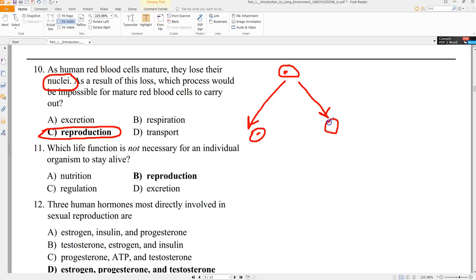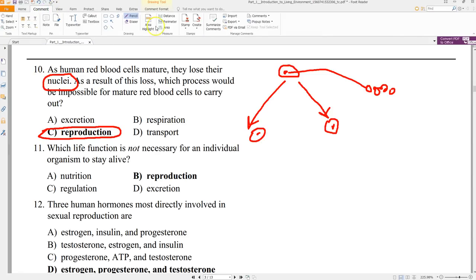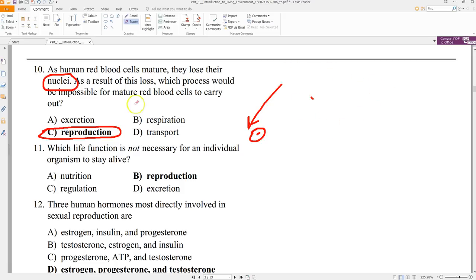Why? Because the nucleus controls cell activity. You can't make more cells if you're missing your nucleus. So if a cell loses its DNA, its nucleus, it's going to lose its ability to reproduce.